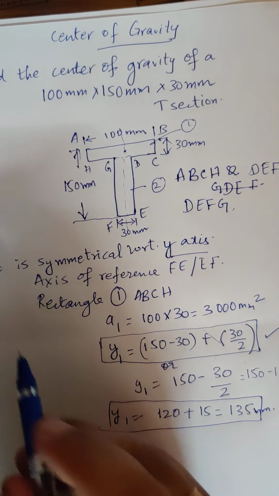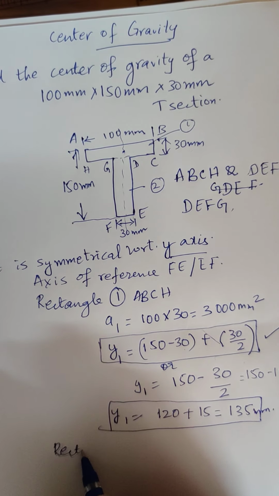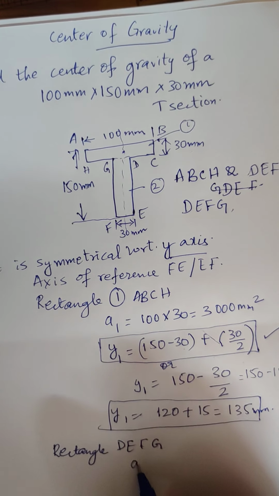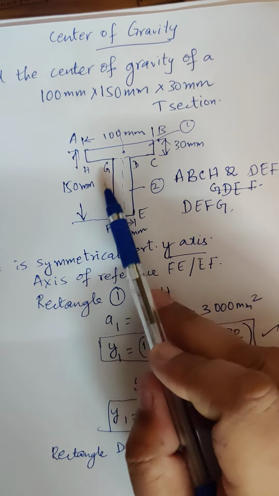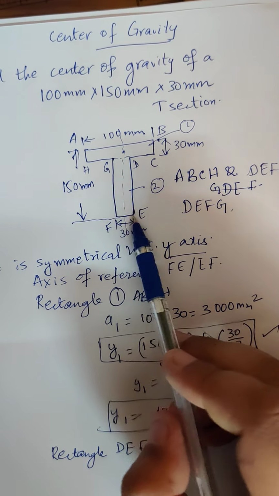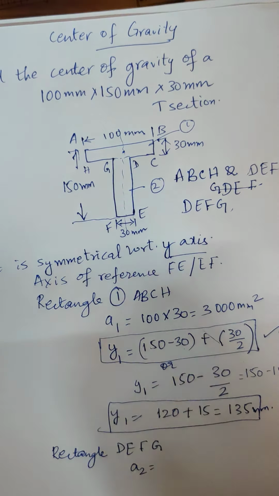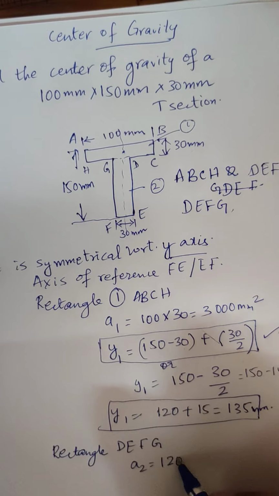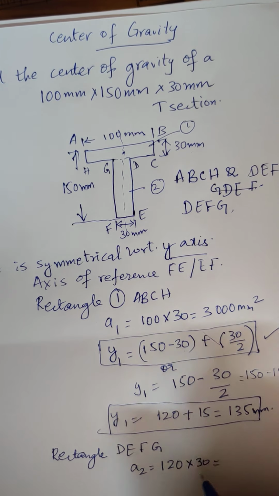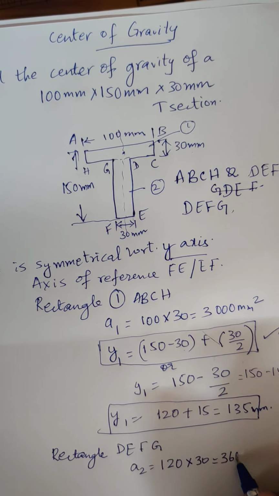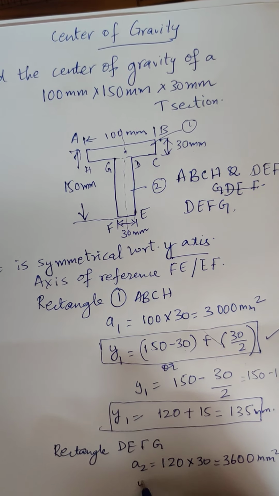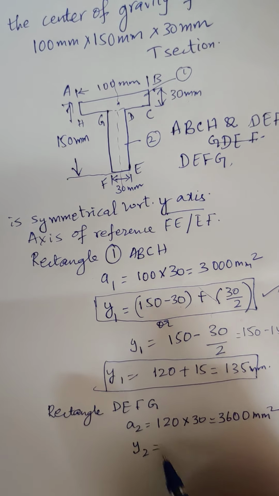Similarly, now we'll go with the next rectangle, that is rectangle DEFG. Here, what is the area? Area will be A2. So here we will take length into breadth, 30 by 120 or 120 by 30. We can take this as length and this as breadth. 120 by 30 equals 3600 mm square.